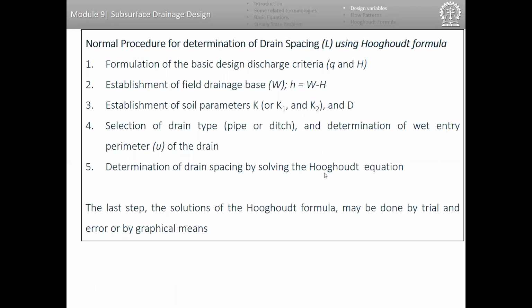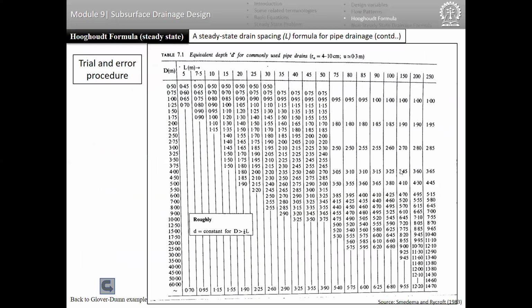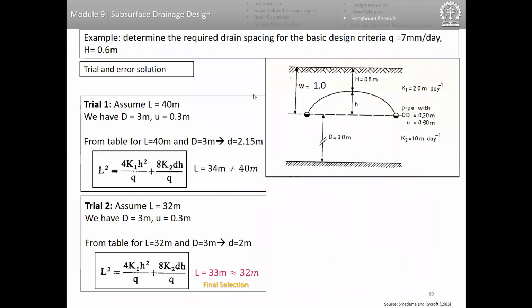Then we saw the procedures to solve this equation. There are two ways to solve for the spacing in the Hooghoudt formula. The first is the trial method, in which we first assume a particular spacing, and based on the depth to the impervious stratum, we get the value of equivalent depth d that we substitute in the equation and find the estimated value of L. If the estimated value of L is equal to our assumed value, then we continue with that. Otherwise, we assume the next value and repeat the same step.